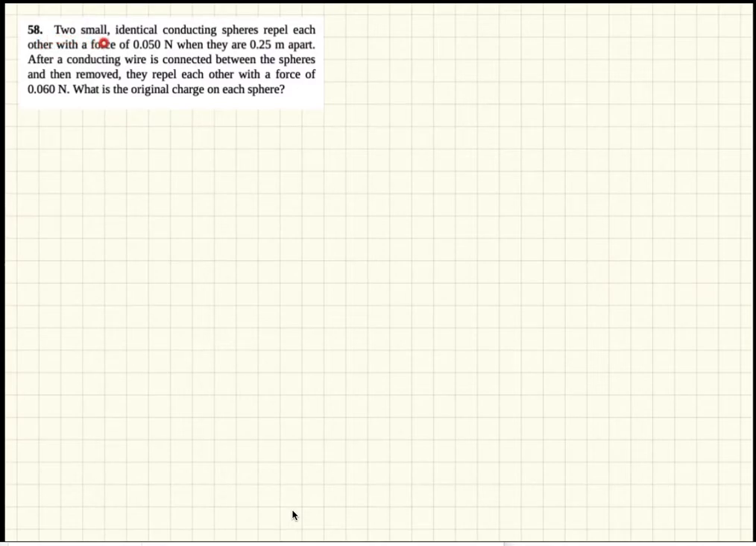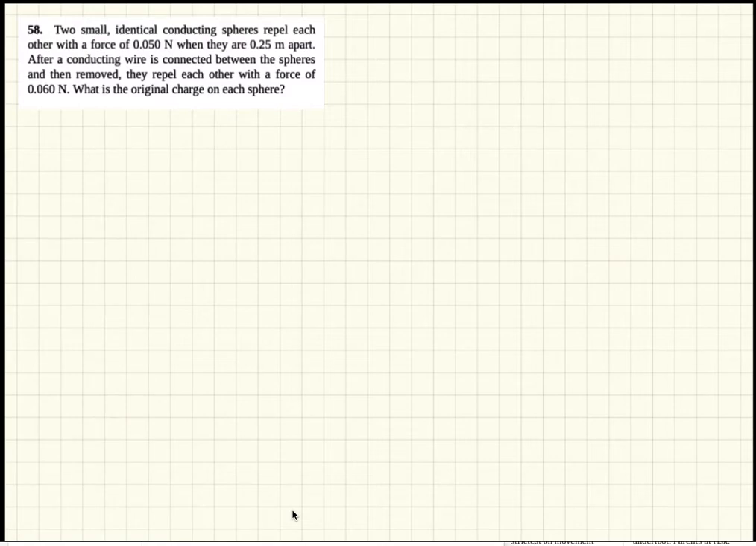This problem says two small identical conducting spheres repel each other with a force of 0.05 newtons when they are 0.25 meters apart. After a conducting wire is connected between the spheres and then removed, they repel each other with a force of 0.06 newtons. So when you connect the two conducting spheres with the conducting wire, the charges redistribute and become equal on them. What is the original charge on the spheres?